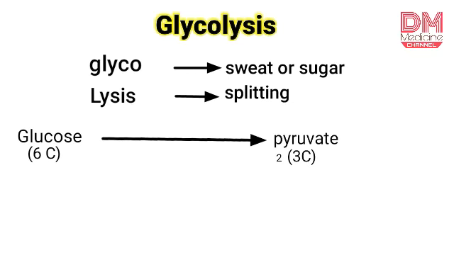And in this process some of the energy that is released as glucose is converted into 2 molecules of pyruvate is captured in the form of ATP and NADH. So glycolysis is an energy releasing process. Now let's discuss the net reaction of glycolysis. So glycolysis takes place in the cytosol of the cell.